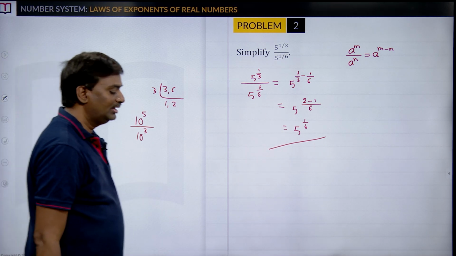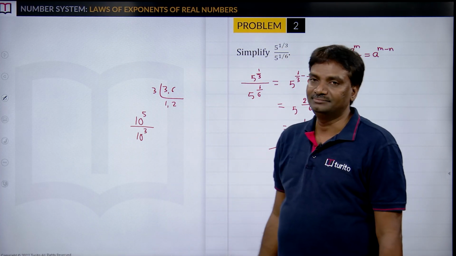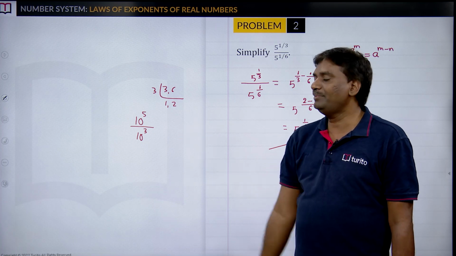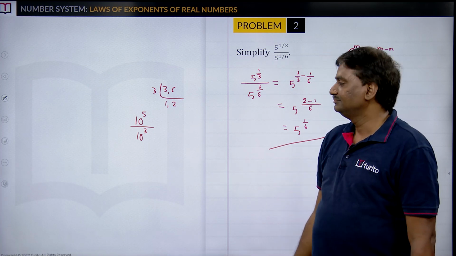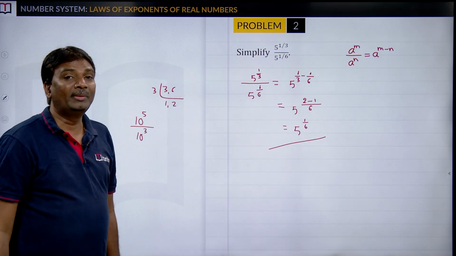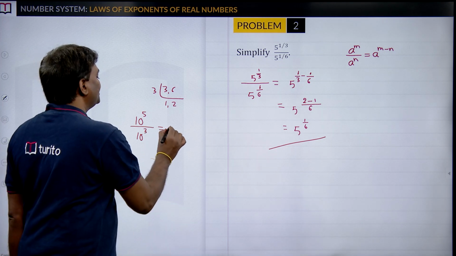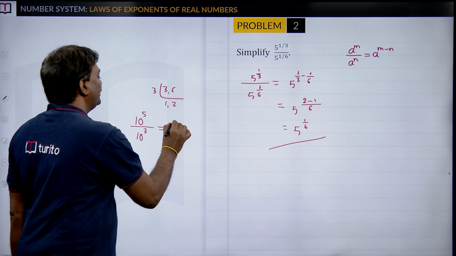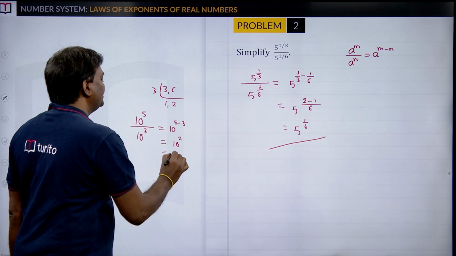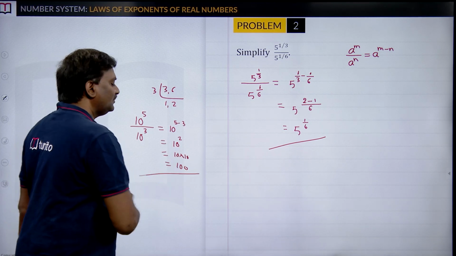What is the answer if we have 10 power 5 by 10 power 3? Can you send your answer? 10 power 5 by 10 cube. It's very simple. Here also, by looking at this problem, in numerator and denominator we have the same number. So 10 power 5 minus 3, that is 10 square. 10 square means 10 into 10 equal to 100.